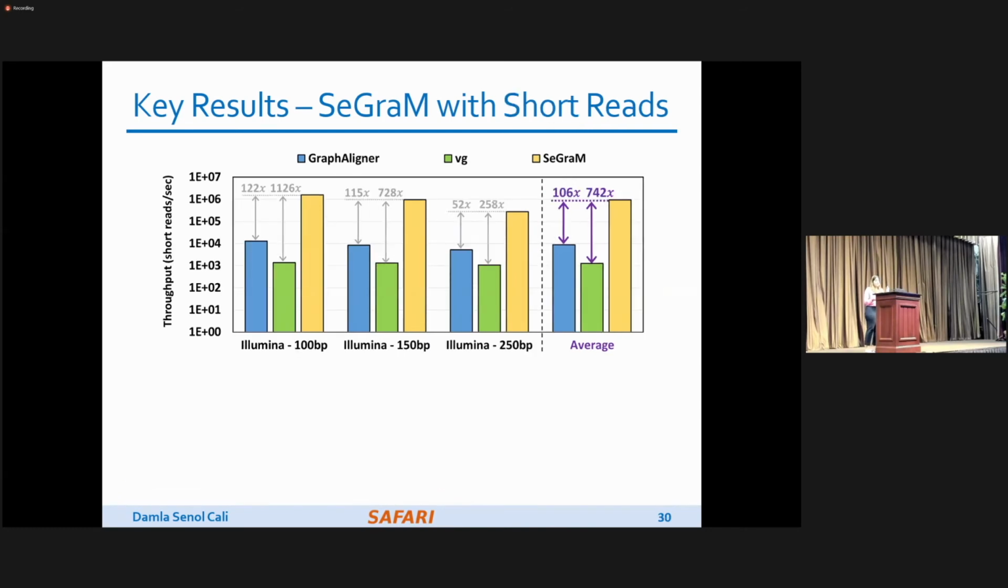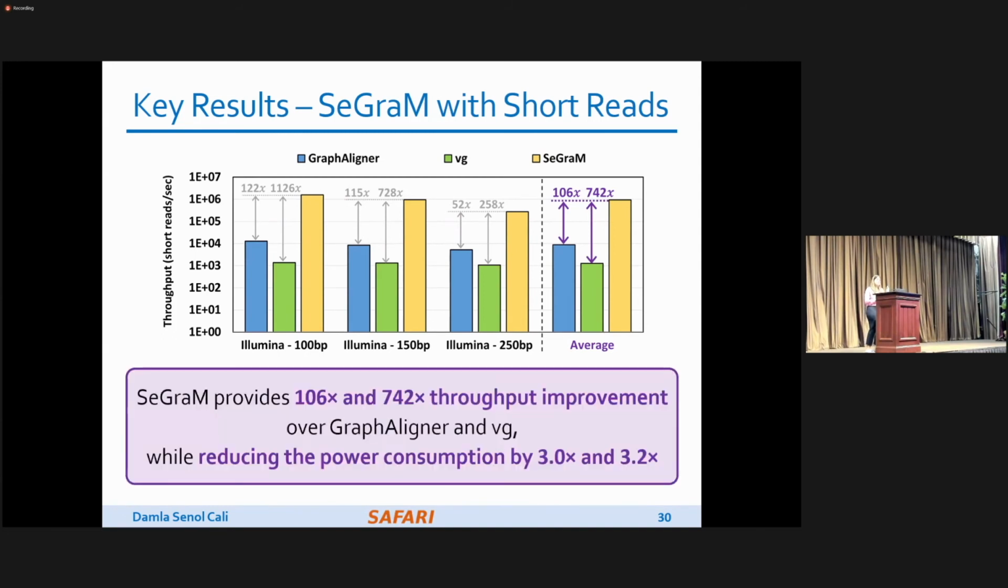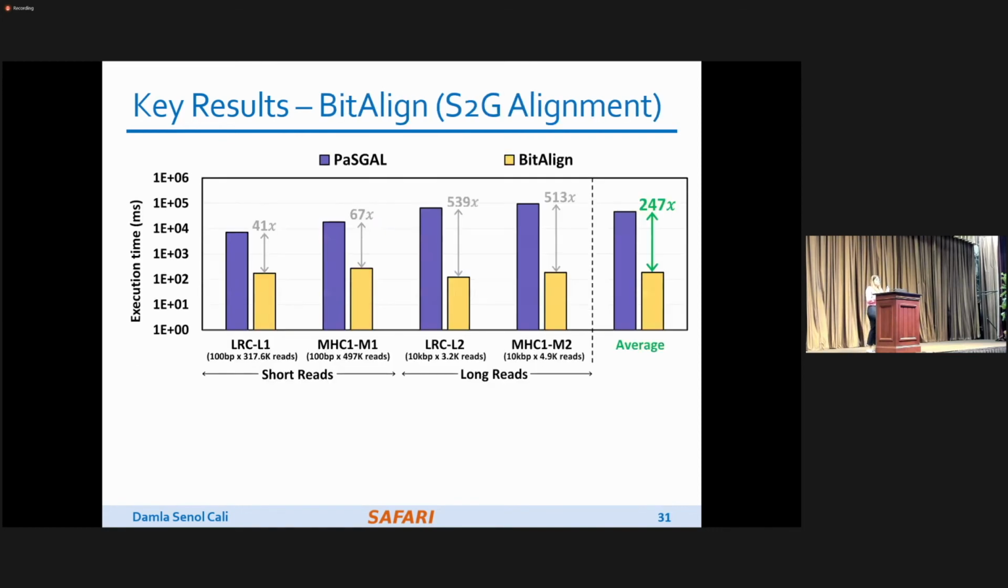And with the exact same baselines, but this time with short reads, we find that SIGRAM provides an even higher amount of throughput improvement over both of these baselines, while reducing the power consumption by, again, more than 3 times for both. And let's look at our key results for the sequence to graph alignment use case, where we are running bit-align as a standalone, and we compare it with the software-based tool PaSGAL.